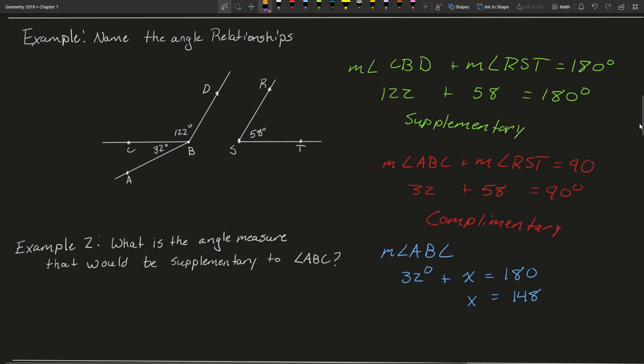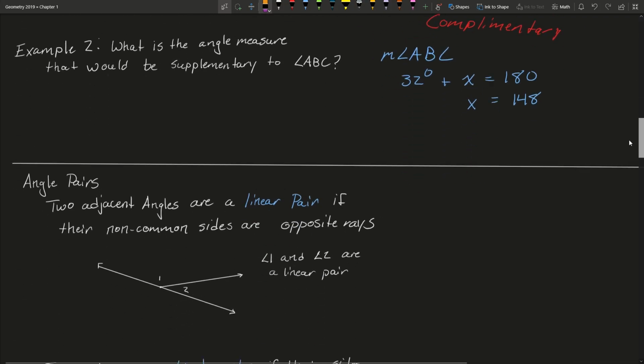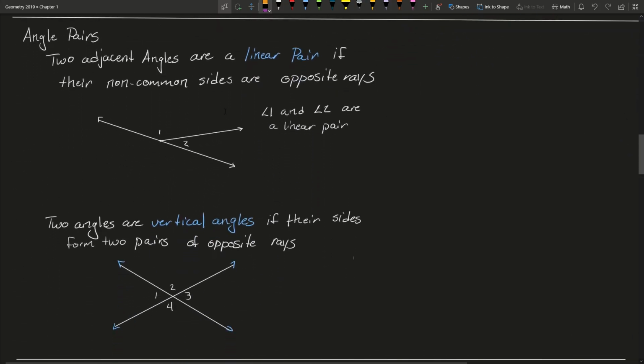There are two other angle pair relationships we can talk about. The first is that of a linear pair. So two adjacent angles are a linear pair if their non-common sides are opposite rays. So in this figure, angle 1 and angle 2 are a linear pair because they are adjacent, because of this side, and their non-common sides form opposite rays with one another. Linear pairs are also always supplementary.